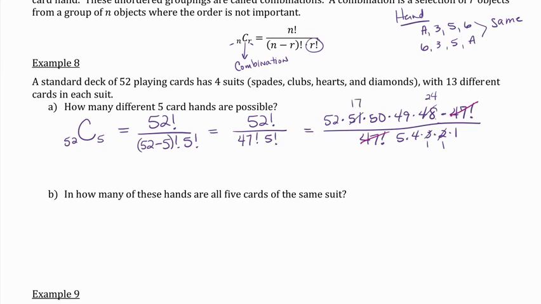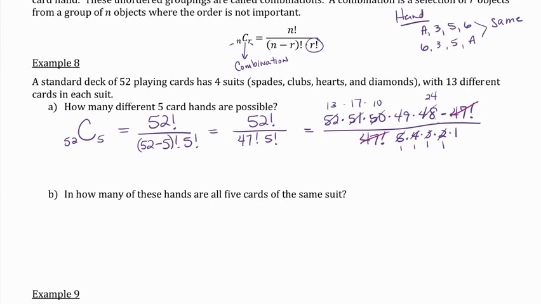My 4 goes into 52, and that makes 13. And my 5 goes into the 50, that makes a 10. Right? So if you want to do all the canceling, you can. If you want to just type it into your calculator, you can do it that way.